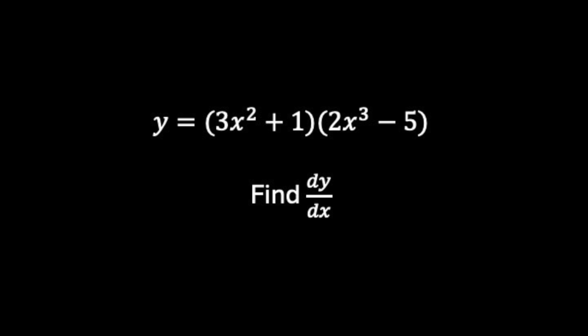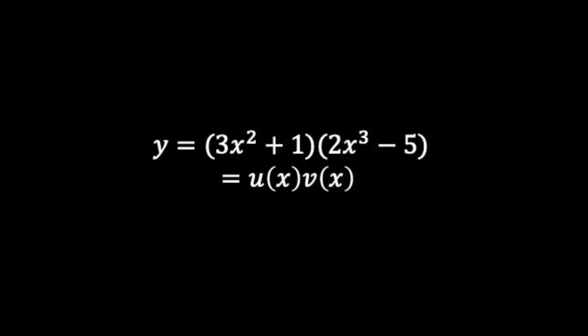We need to find the derivative, or dy by dx, of (3x squared plus 1) multiplied by (2x cubed minus 5). Notice that y is the product of two functions. Whenever two functions are multiplied together, we use the product rule.